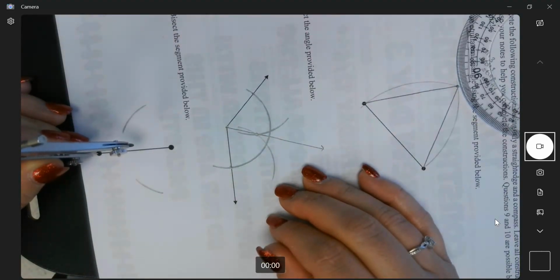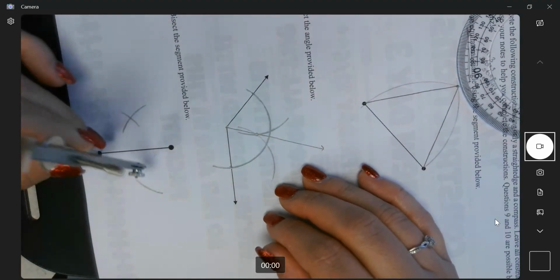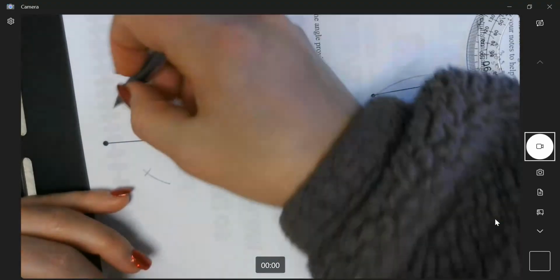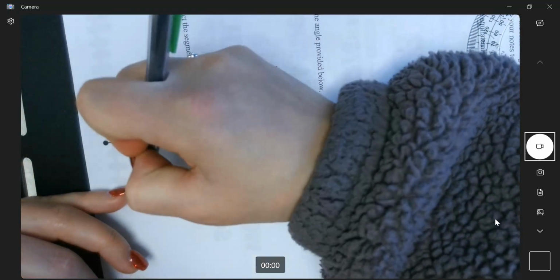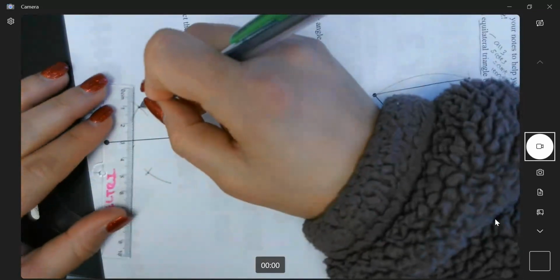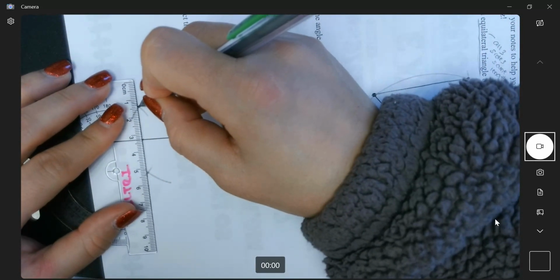So I like to make the two little pieces. You can make the full arc, it's up to you. Keep your compass stretched the same, and then do the same thing from the other endpoint. Just make sure that you have two intersecting points there. And when you have that, make a point where you see these arcs cross over each other, where they intersect. And then you're going to just use your ruler to connect them. And then boom, there is your segment bisector.